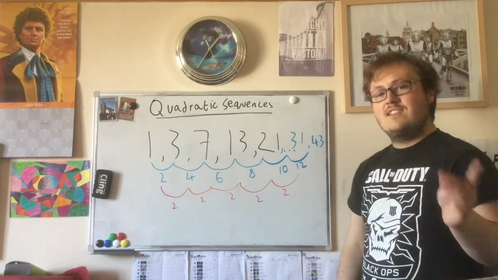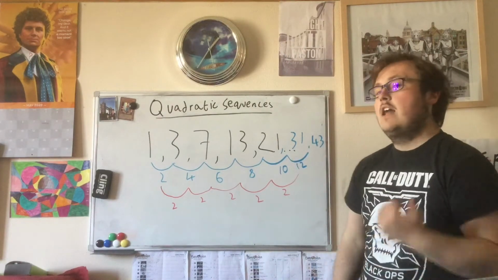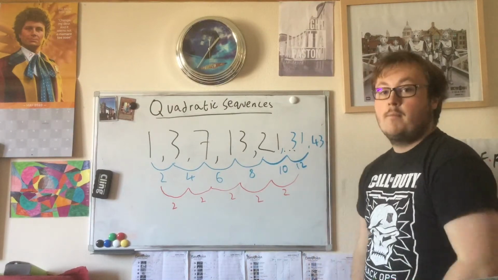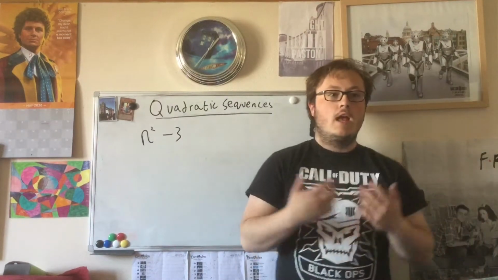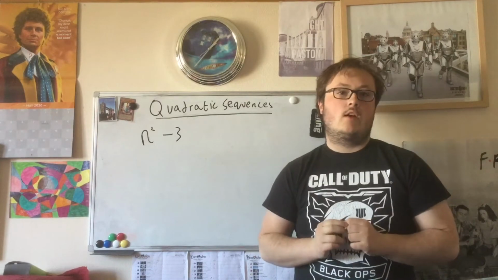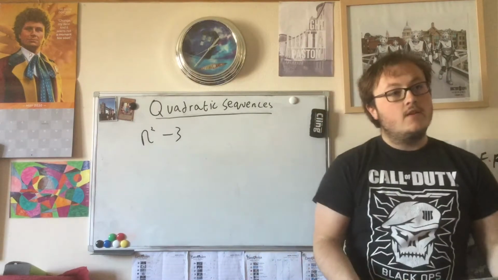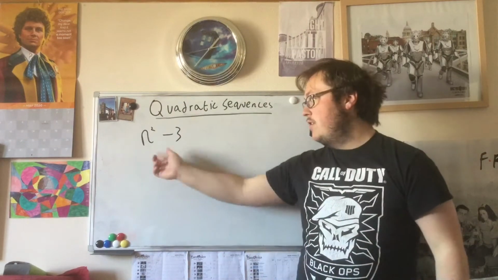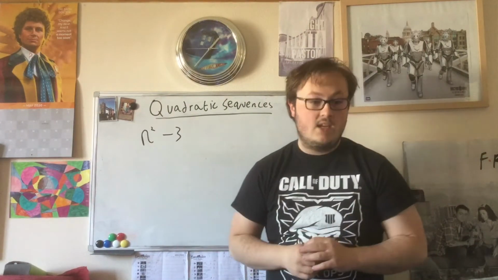Now let me show you an example of an nth term and how we can create a sequence from that. So, this is what a quadratic sequence's nth term looks like. What if we don't have the sequence? How can we tell that this is the nth term of a quadratic sequence?